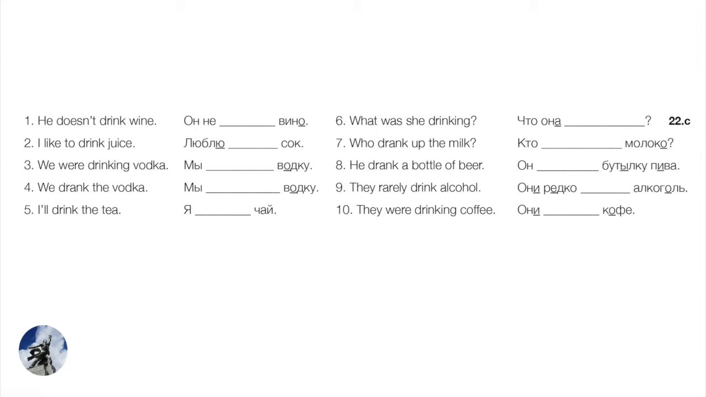Okay, number 10, they were drinking coffee. Okay, again, past continuous. Они пили кофе. Not they drank the coffee, not they drank it up, but they were in the process of drinking it, imperfective. Okay, a few more. Did he break the plate?